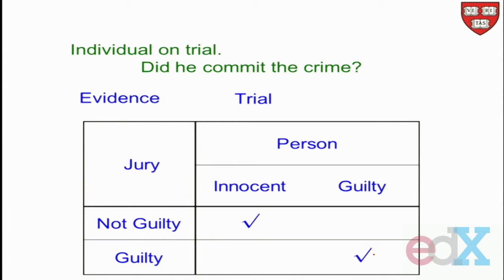So potentially you can make one of those two decisions, but in reality, after the trial, only one of those rows pertain. If, on the other hand, we're in one of the off-diagonal situations, then the jury has made a mistake. So finding a guilty person not guilty or finding an innocent person guilty, those are the mistakes that a jury can make. Of course, at most you're going to make one of those mistakes, but the potential is there for either of those mistakes to be made.